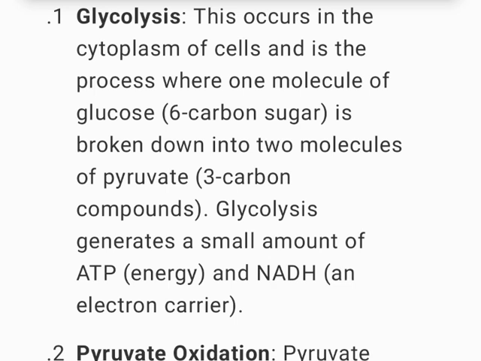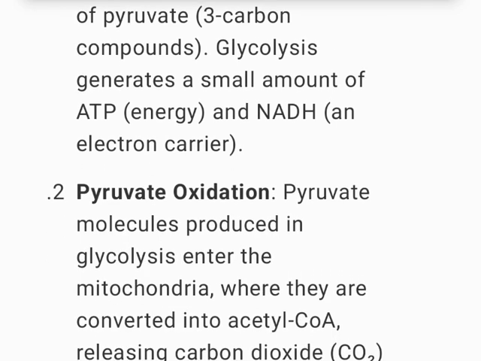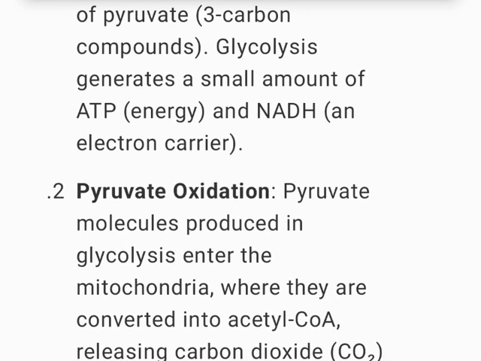1. Glycolysis. This occurs in the cytoplasm of cells and is the process where one molecule of glucose, a 6-carbon sugar, is broken down into two molecules of pyruvate, 3-carbon compounds. Glycolysis generates a small amount of ATP energy and NADH, an electron carrier.